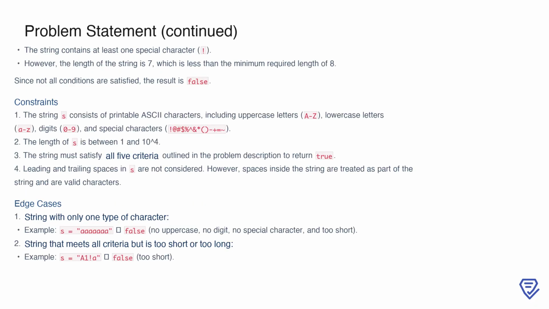This pattern continues with strings that meet most, but not all, of the criteria. For example, in the case of Short1, the string satisfies the requirements for uppercase letters, lowercase letters, digits, and special characters, but its length of 7 characters renders it invalid. The constraints for this problem emphasize that the string must meet all 5 criteria simultaneously. These include both the content-based checks like the presence of uppercase letters, lowercase letters, digits, and special characters, as well as the length requirement, which must be between 8 and 20 characters inclusive.